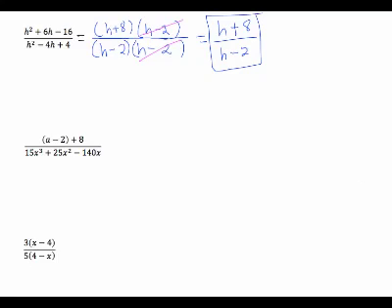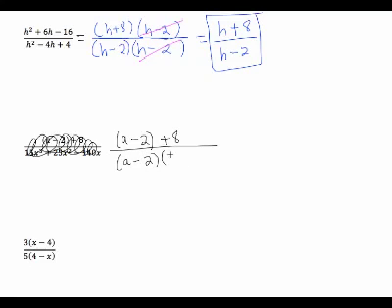Notice it is not factored. Oops, I think I have a typo in that one. Let me check. Yeah, that's a complete typo there. I meant to put 2 separate problems, but combined into one. Okay, so it should have said a minus 2 plus 8 all divided by a minus 2 times a minus 5. Now the question is, can we cancel the a minus 2's?